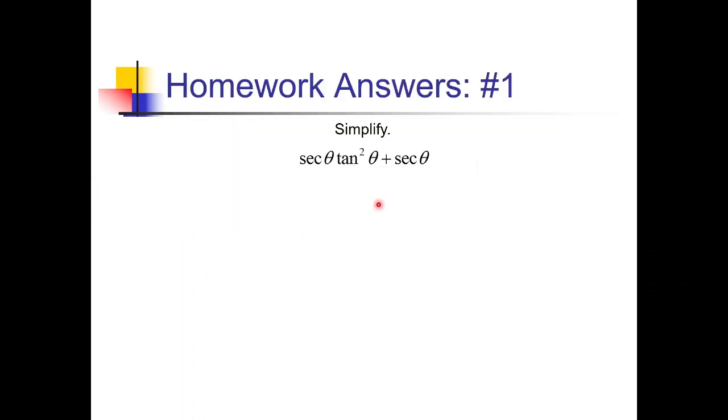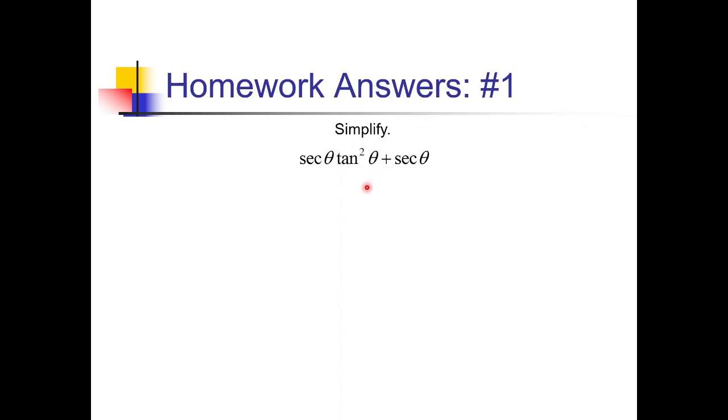For this problem, one of the first things I notice here, I don't have any special angle things going on. I do have a squared trig function. So if I wanted to, I could immediately use a Pythagorean identity and swap this tan squared out for something. I'm not sure that's the best way to go, but it's an option.